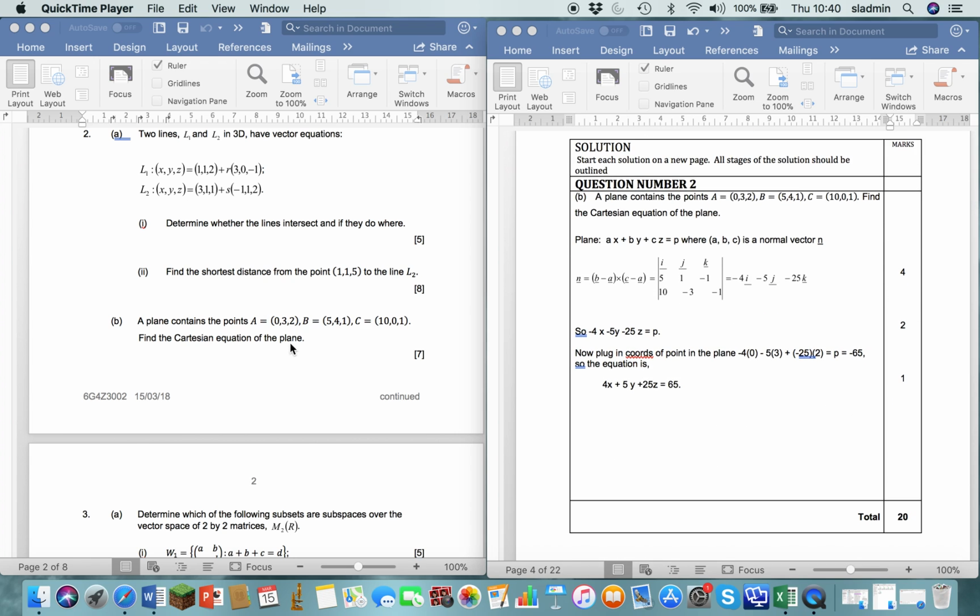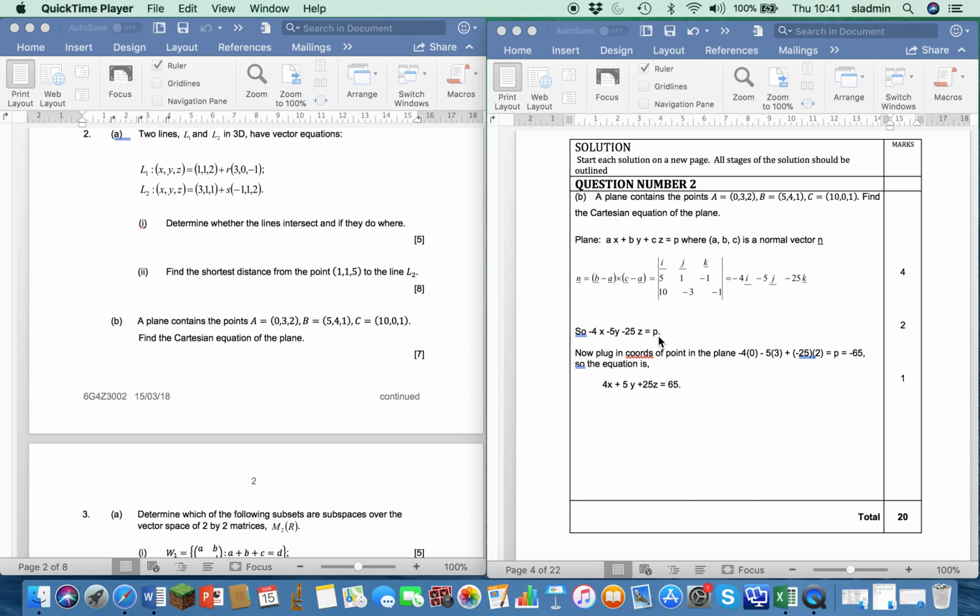Now to find the Cartesian equation of a plane, we take two vectors which lie in the plane. For example, B minus A will give us a vector in the plane, and C minus A will give us another vector in the plane. If we take the cross product of these two vectors, that will give us the normal vector to the plane. And the coefficients of i, j, and k for the normal vector give us the coefficients for x, y, and z in the Cartesian equation of a plane.